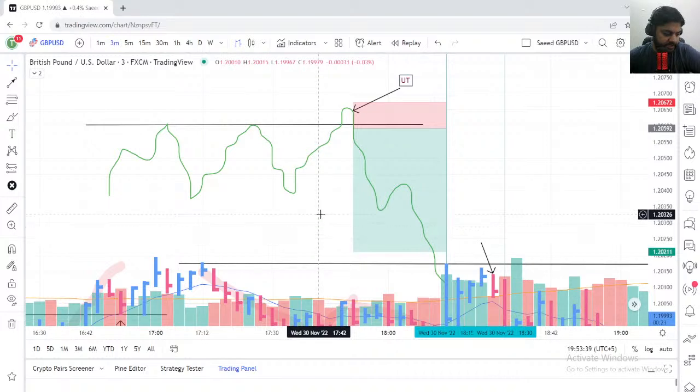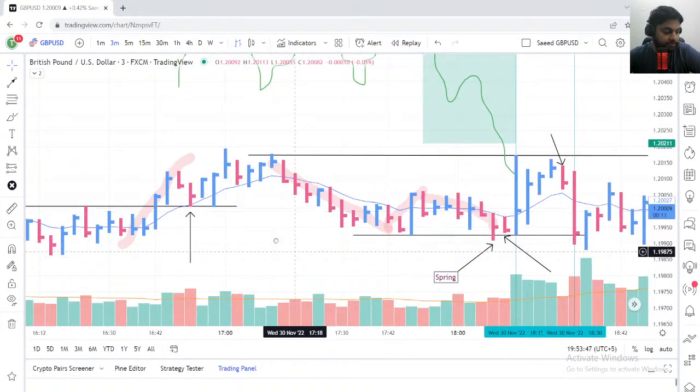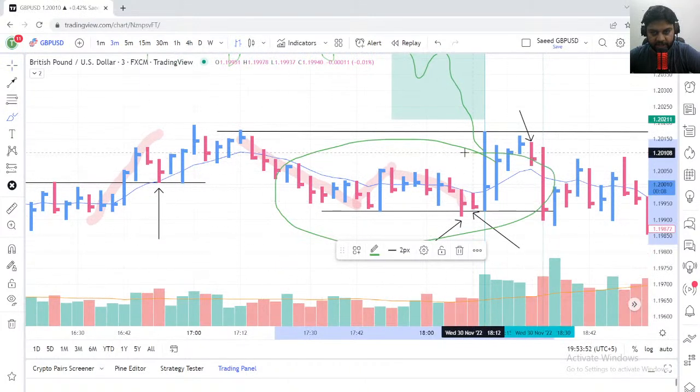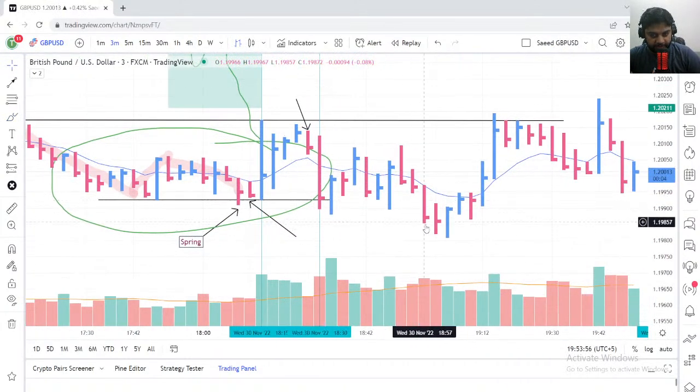Yeah, it's a sideways, but actually this is technically called distribution, and the earlier one was called accumulation. So this sideways movement is called accumulation. This is accumulation.